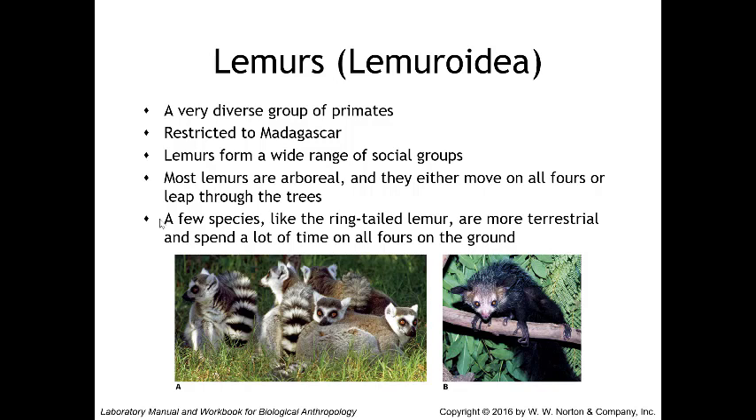Lemurs also have very different forms of locomotion depending on their environmental context. Most lemurs are arboreal, and they either move on all fours or they leap through the trees. A few species, like the ring-tailed lemur, are more terrestrial and will spend a lot of time on all fours on the ground.